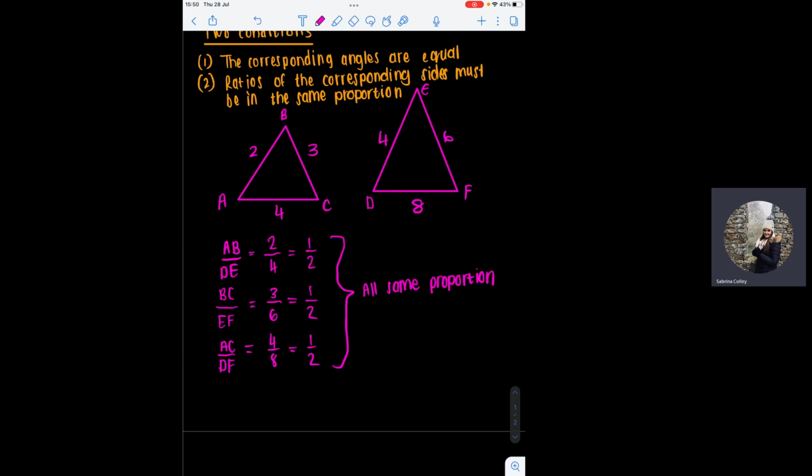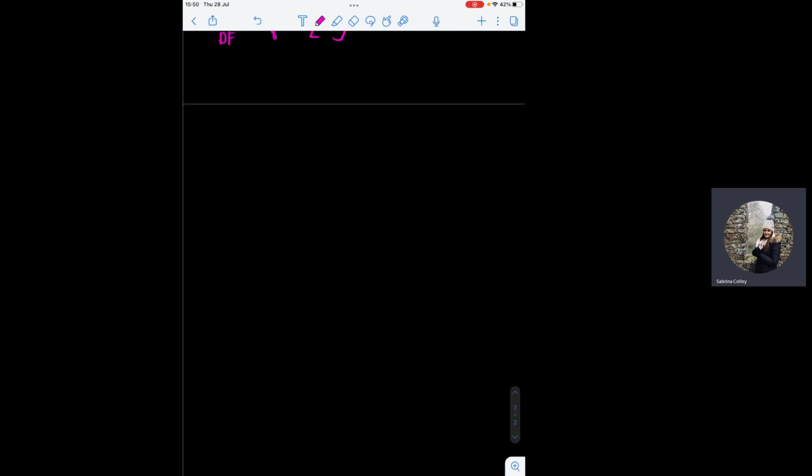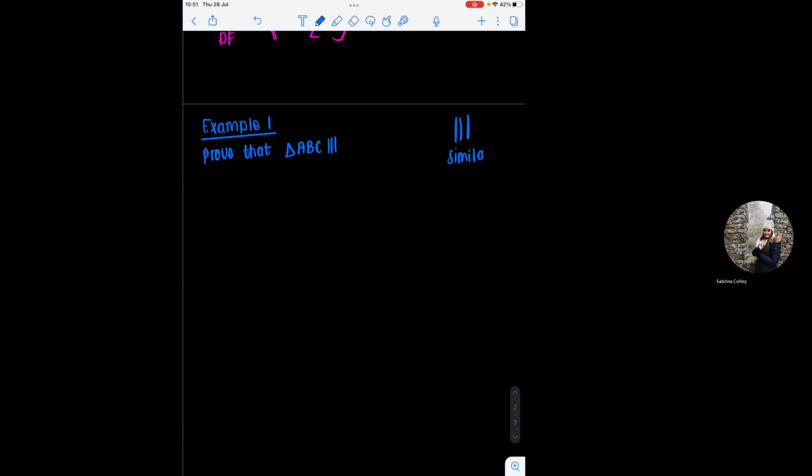Okay, so now we've understood the concept of similarity. Now I want to go into how to prove it. So there's a specific structure that you use. Let's use an example. Example 1: prove that triangle ABC is similar to triangle DEF. If you want to write for yourself, this symbol over here means similar.